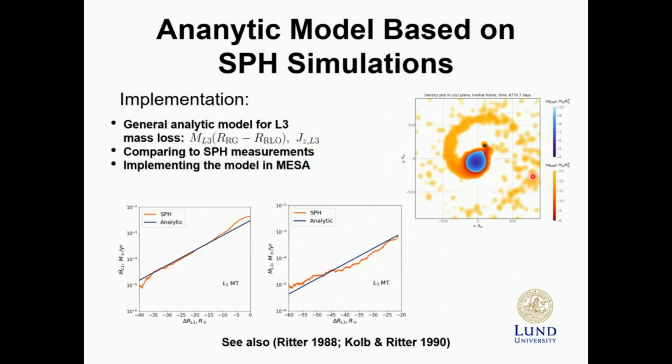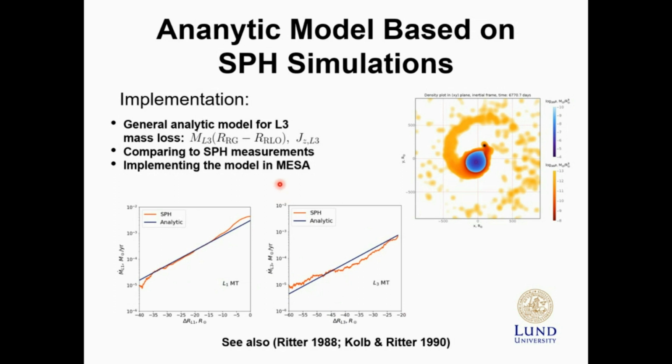And quite nicely, the plots here show separation versus the mass transfer rate, and we see that one curve, the blue curve, is the analytic curve in both cases, and the red curve is the curve obtained from the smoothed particle hydrodynamics simulations. And we see that without fitting, we actually reproduce the mass transfer rates through the L1 point, which is in the inner part of the red giant, and through the L3 point, which is the back part of the red giant, quite accurately.